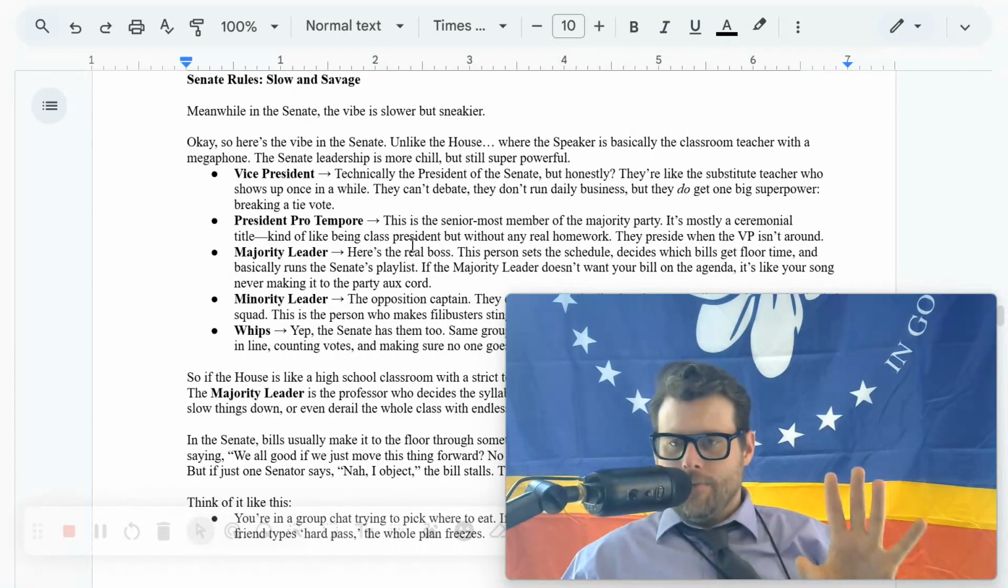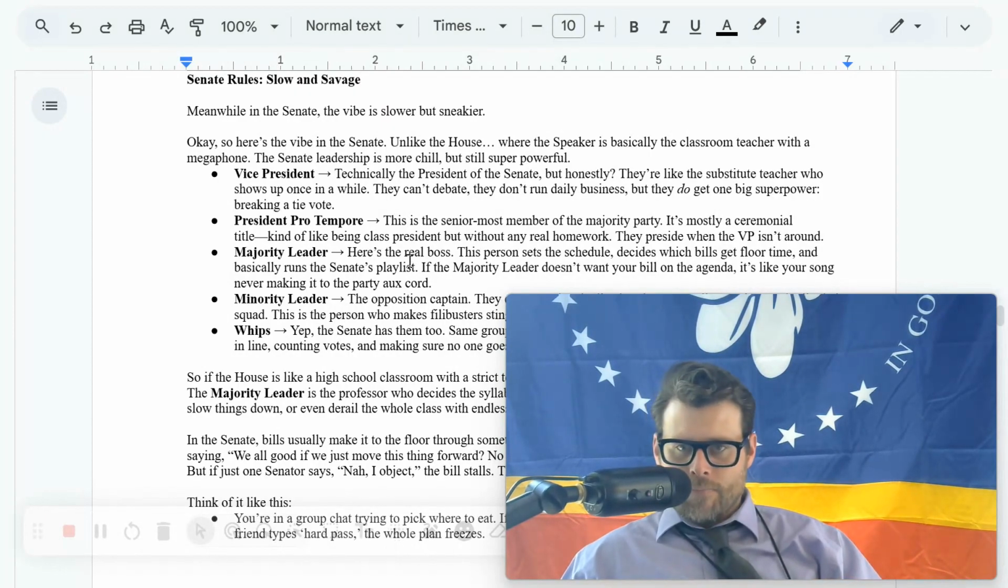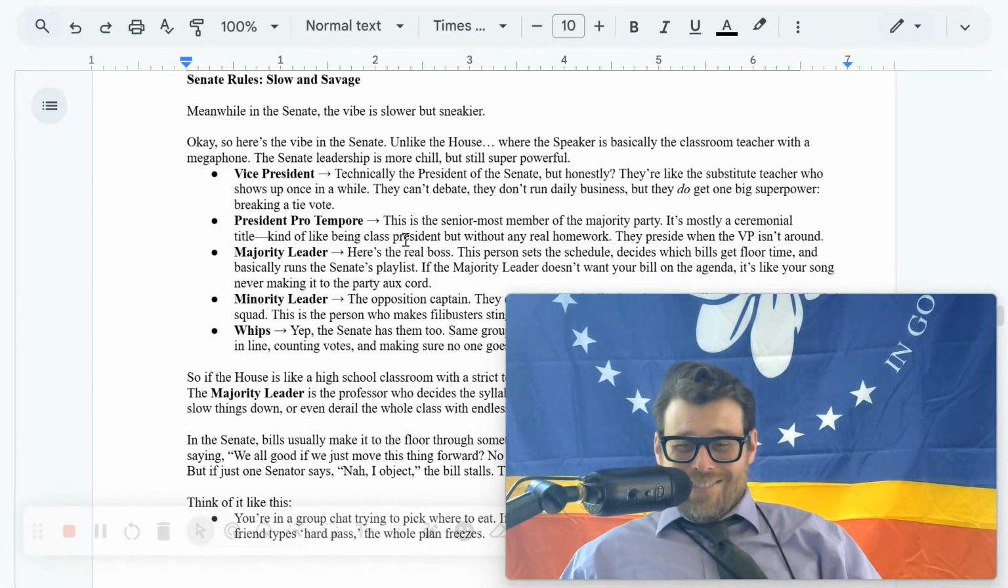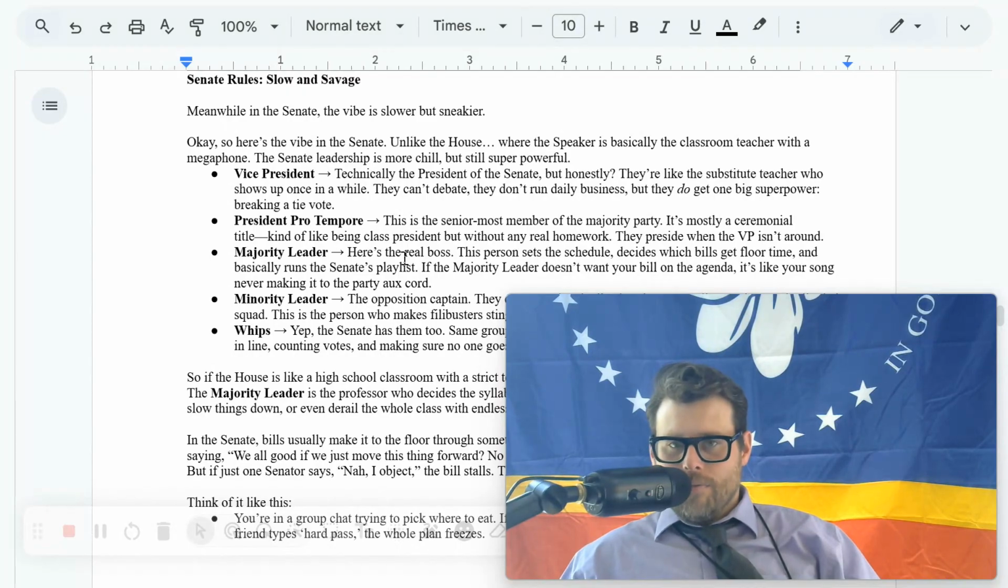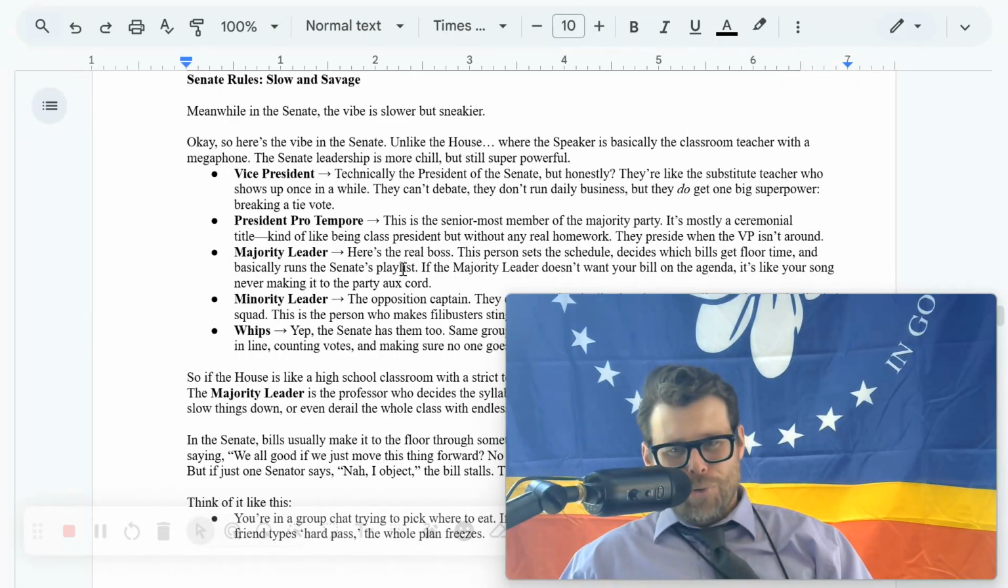And right now, J.D. Vance is the vice president. And they are the president of the Senate. But honestly, they're kind of like a substitute teacher who shows up once in a while. They can't debate. They don't run daily business. But they do get one big superpower: breaking the tie when there's a tie. There's 100 senators, so it could be 50-50.